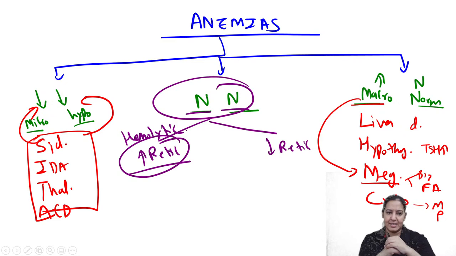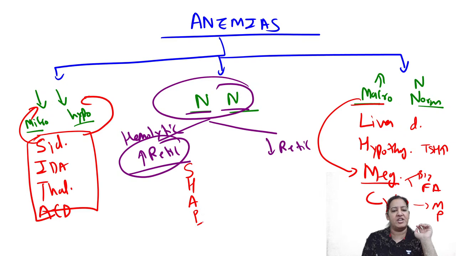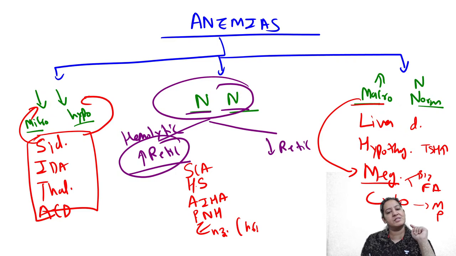The mnemonic is SHAPE, S-H-A-P-E, SHAPE. What is the full form of SHAPE? So what is S? S kya hai yahan pe? It is sickle cell anemia, right? What is H? Hereditary spherocytosis, H. A, autoimmune hemolytic anemia, AIHA. P, paroxysmal nocturnal hemoglobinuria. And E is enzyme deficiency. Which enzyme? The most common is G6PD. G6PD deficiency. Everyone give me a thumbs up.